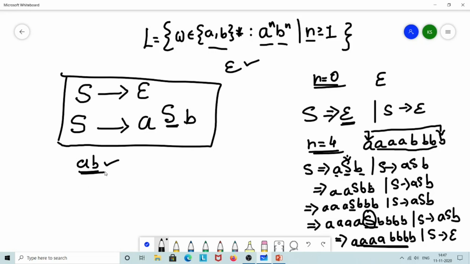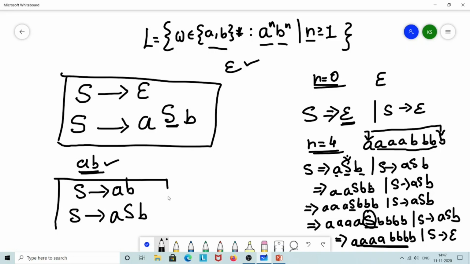So I have to rewrite my grammar. What I need to do is S gives ab. So this is what I'm supposed to write. Instead of epsilon, I should write S gives ab, and the other rule will remain as it is, that is aSb. So this will make sure that I have at least one occurrence of a and one occurrence of b.